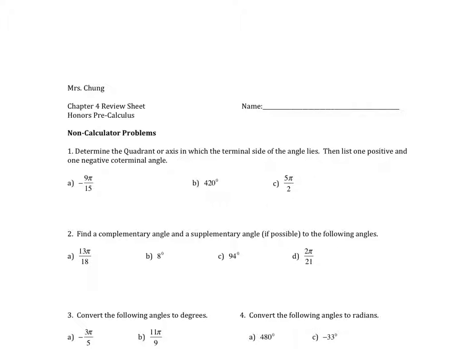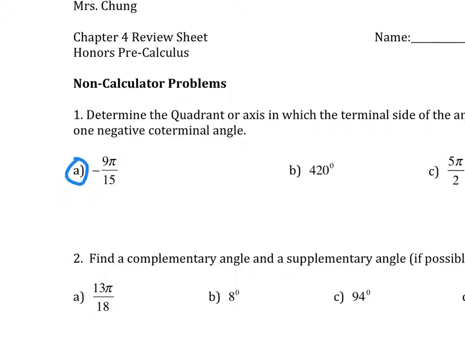So I'm going to go over some of the selected questions from the review packet. Number 1, it says determine the quadrant or axis in which the terminal side of the angle lies. Then list one positive and one negative coterminal angle. So let me just go ahead and do A, because I feel like that might be the hardest one for this one. Negative 9 pi over 15.